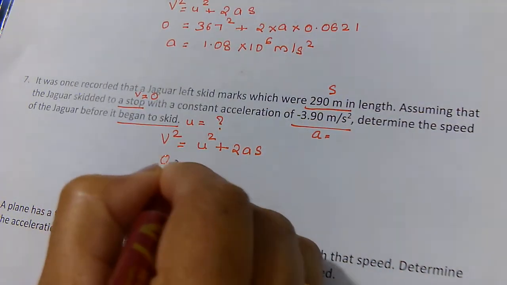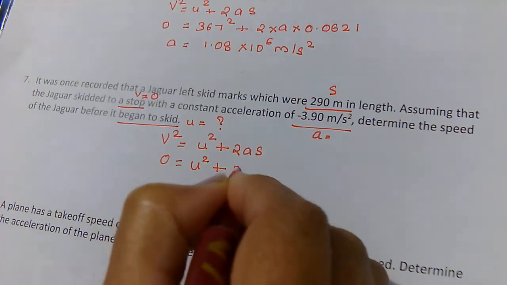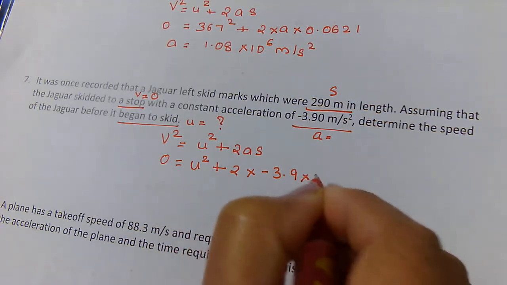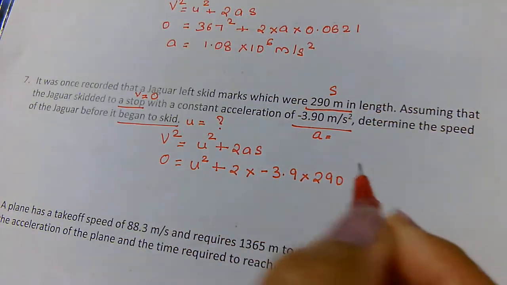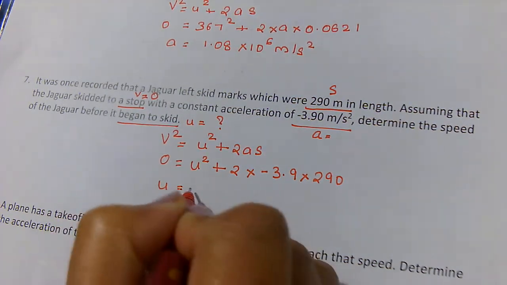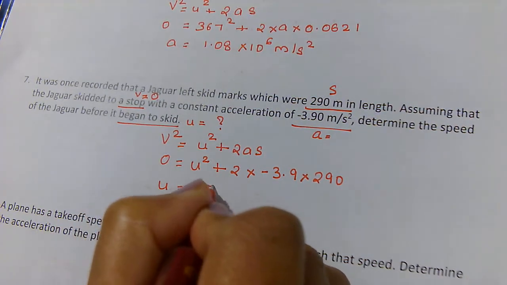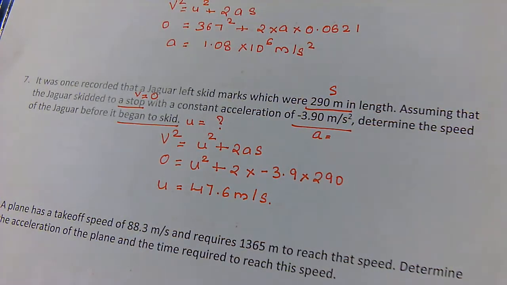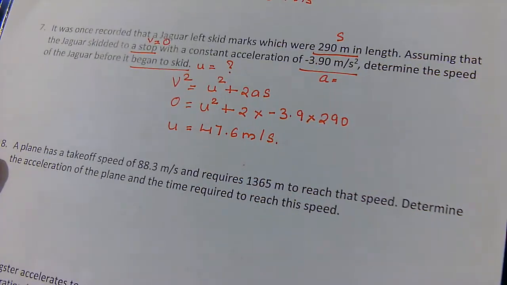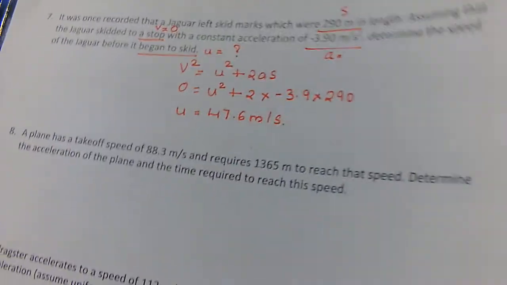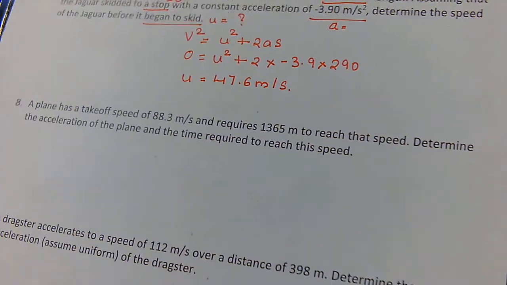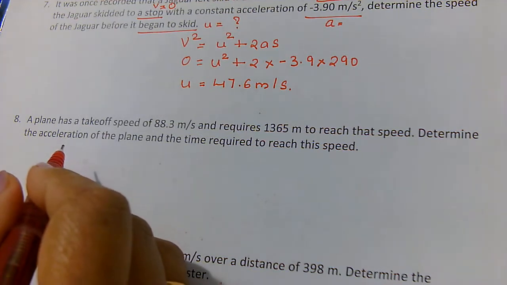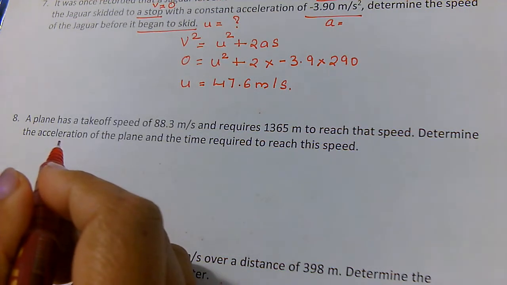V is 0. U is what we need to find out. Plus 2 times A is minus 3.9 times S is 290 meters. So again, if you rearrange, your final answer should be 47.6 meters per second. Now, an easy place to lose marks will be forgetting either to square in the case of V and U, or forgetting to find the square root in the final answers. Okay, otherwise it is easy to do.